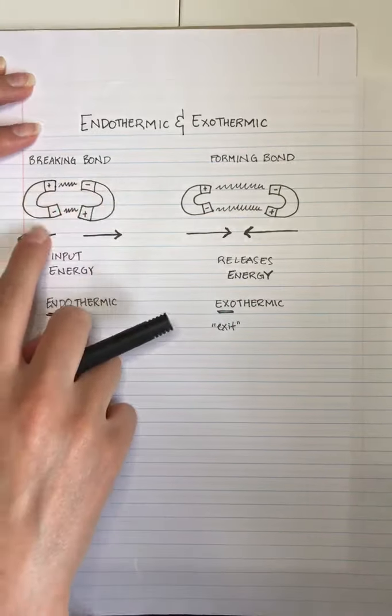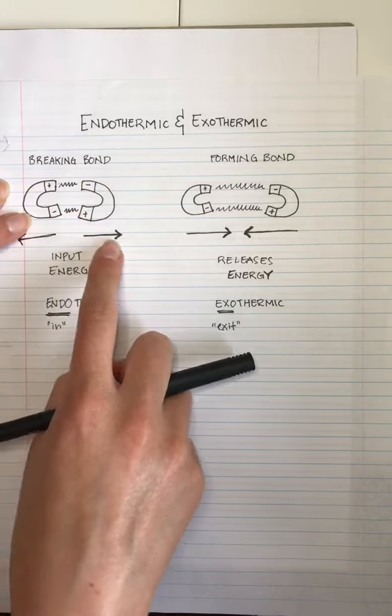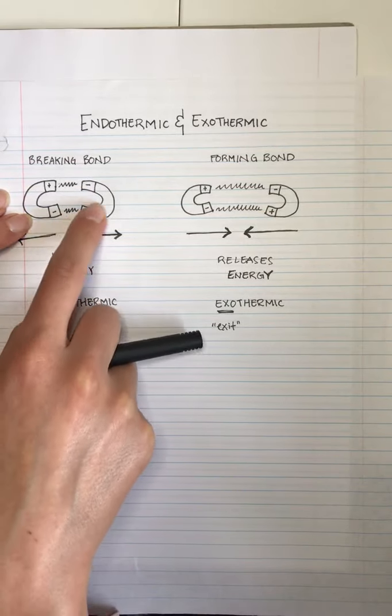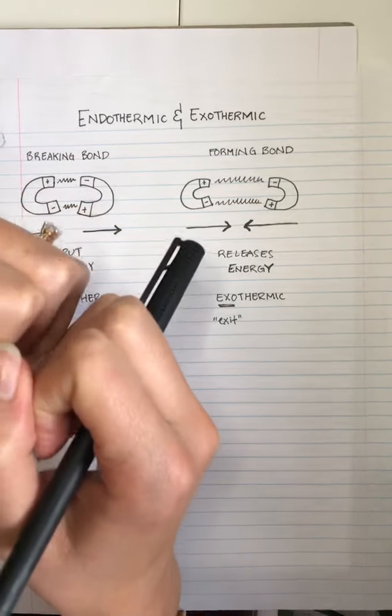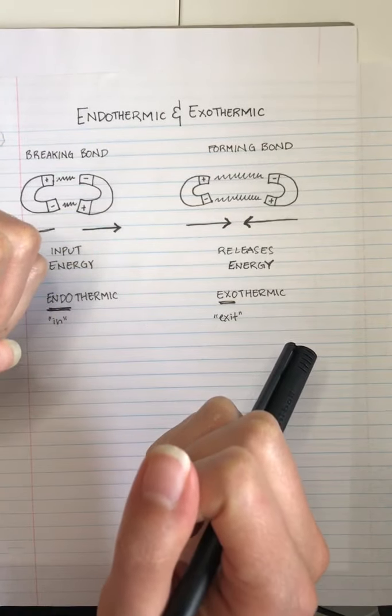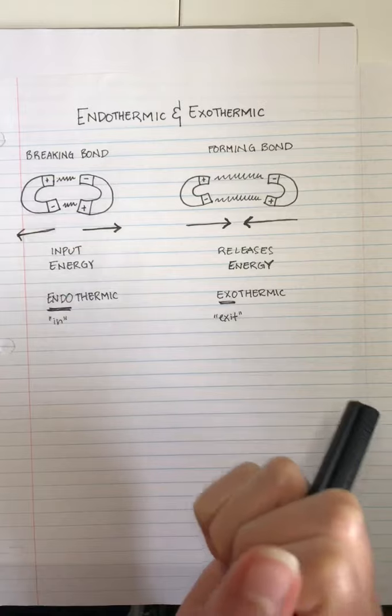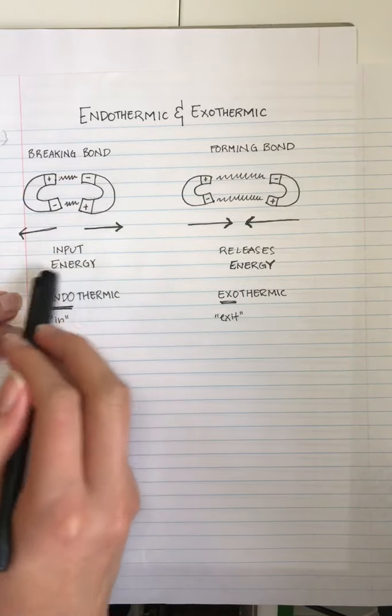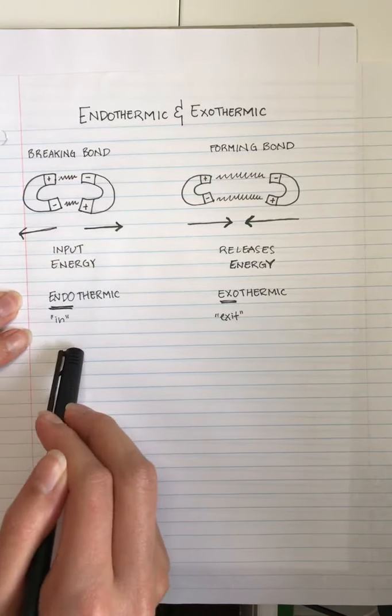So just a reminder, breaking a bond requires an input of energy. Okay, we want to think about breaking a bond like pulling apart two magnets. Pulling apart two magnets, they are attracted to each other, so you have to exert energy to break that bond, and this would be considered endothermic.